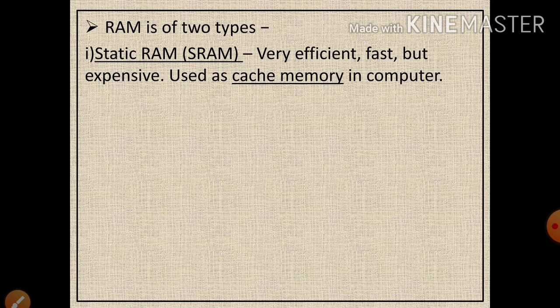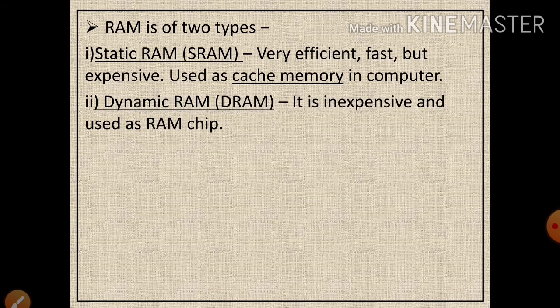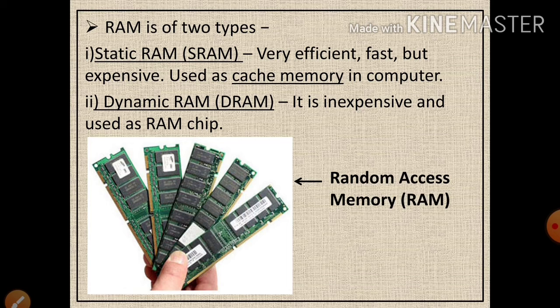Now RAM is again divided into two types. The first type is static RAM, that is SRAM. It is very efficient and fast but expensive. It is used as cache memory in the computer which stores the data of regularly used computer programs. The second type of RAM is dynamic RAM. It is inexpensive and used as a RAM chip. Now here you are able to see the picture of RAM. This is how it will look.